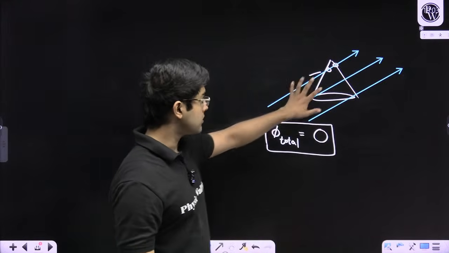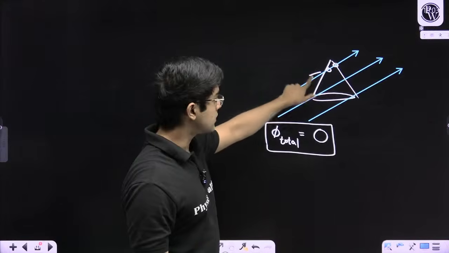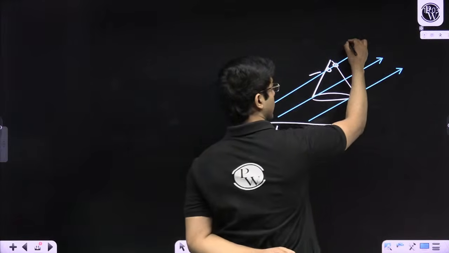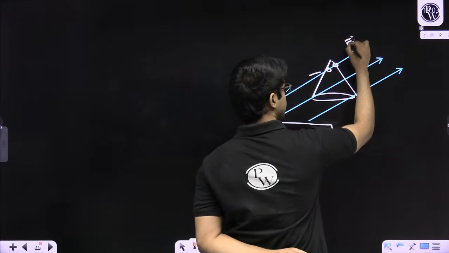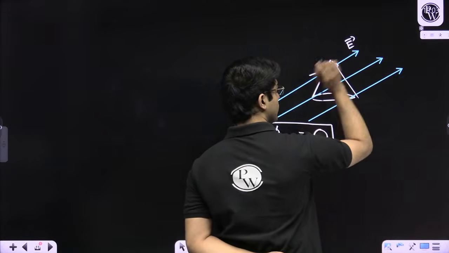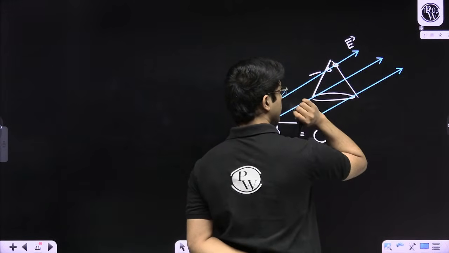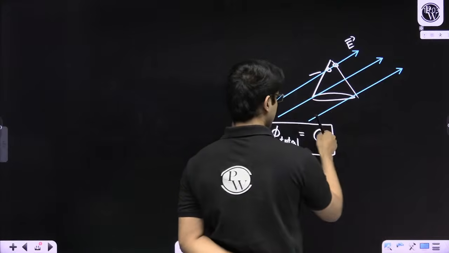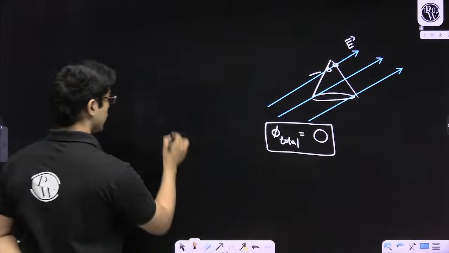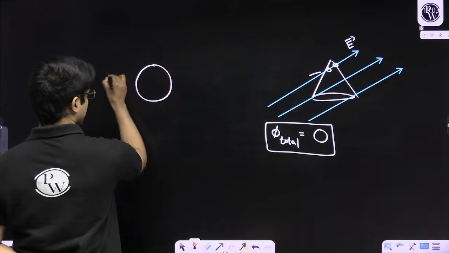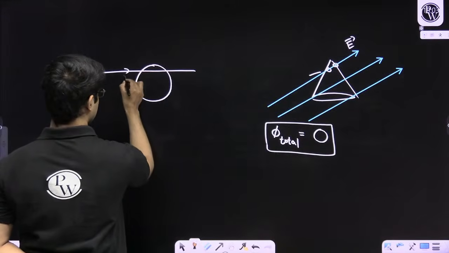So if we have some surface which we keep in an external field like this, and we can see that any field line entering also leaves the surface, then the total flux will be 0. You can also take the example of a sphere, and let's say it is kept in a field like this.